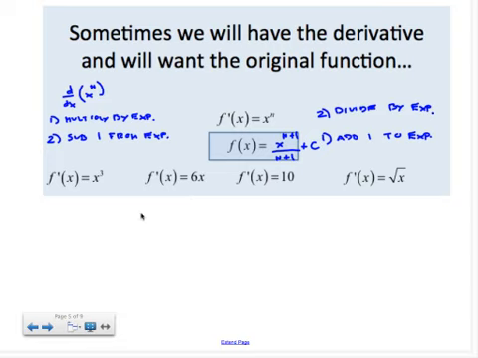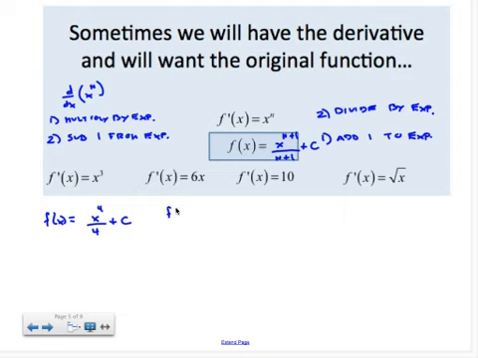All right, let's do some examples. If f prime of x is x cubed, then to go to f, I have to add 1 to the exponent, so that becomes x to the 4th, and divide by that new exponent. And then we have to add a constant.